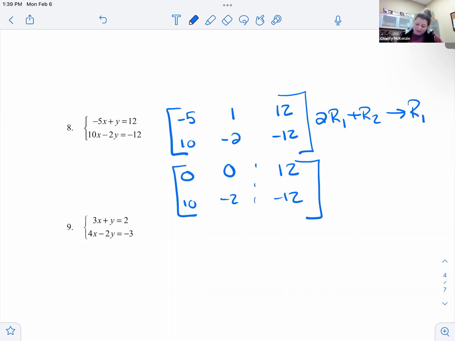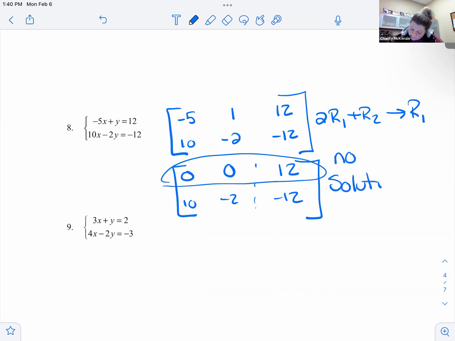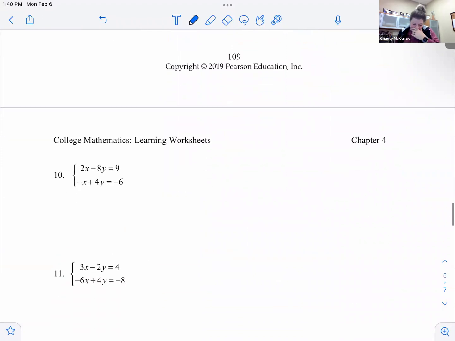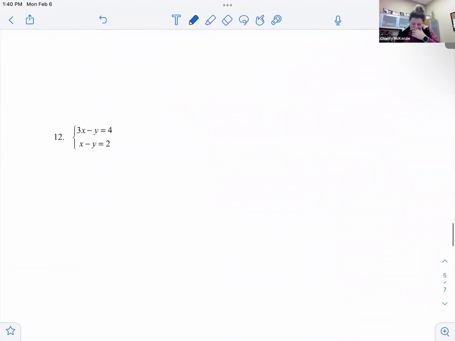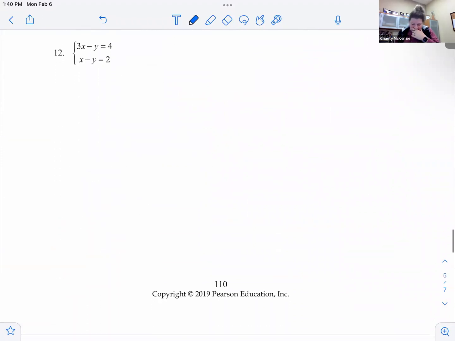So I have 0, 0, number. That means no solution. We don't have to write our t and our x and y thing, because there's no solution. It's not the same as many solutions that has to meet a specific condition. Okay.